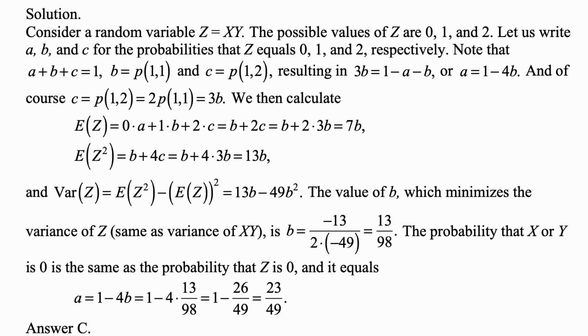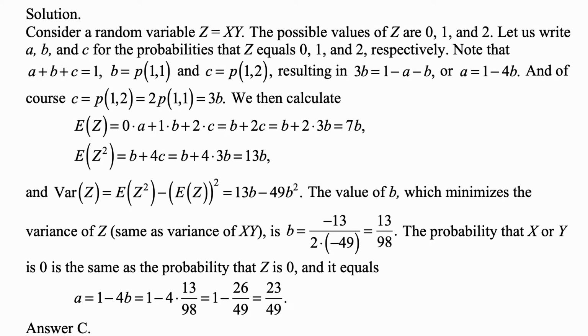And here's the solution. Consider a random variable z equal to xy. So we eliminate this confusion that we have x and y, but we're calculating the variance of xy. We just work with z. The possible values of the variable z are 0, 1, and 2, because x is 0 or 1 and y is 0, 1, or 2. So when you multiply them out, you can only get 0, 1, and 2. And let us write a, b, and c for the probabilities that z equals 0, 1, and 2 respectively. Note that, of course, a plus b plus c is 1.